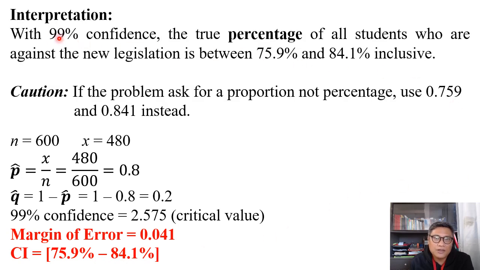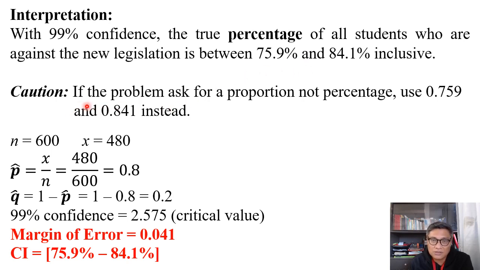Okay, so with 99% confidence, the true percentage, because we are asked for the percentage of all students who are against the new legislation, is between 75.9% and 84.1% inclusive. So medyo mataas, class, yung na-survey nila na they are against the legislation of having a new uniform. So ayaw nila, class, majority, hindi bababa sa 75.9, hindi lalampas sa 84.1. So medyo marami ang against the law.